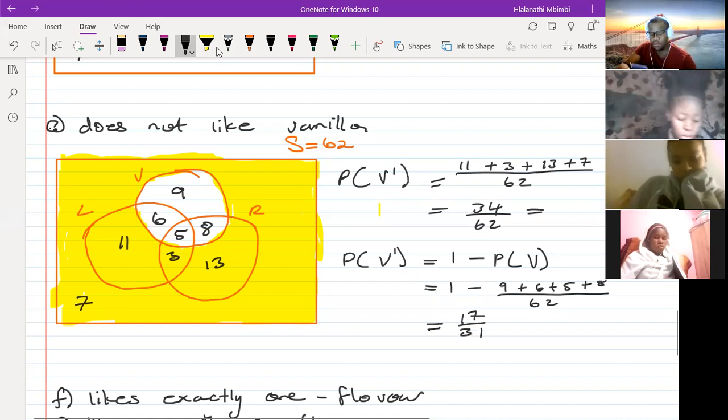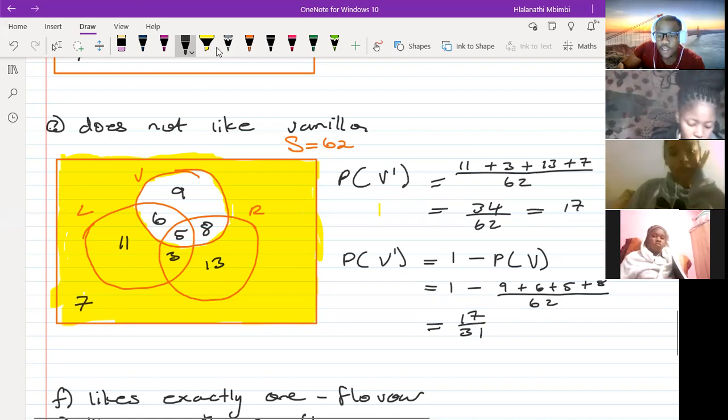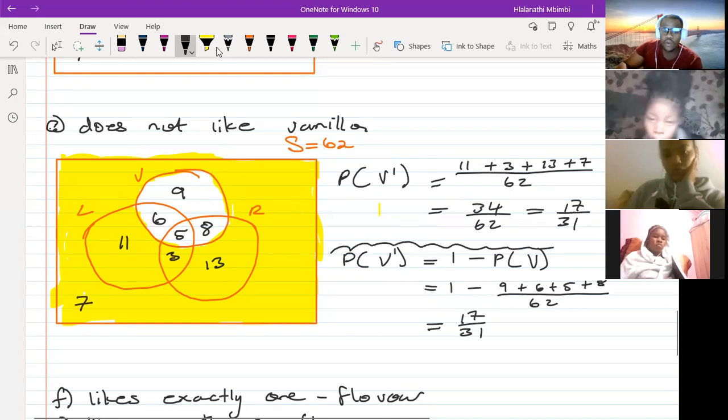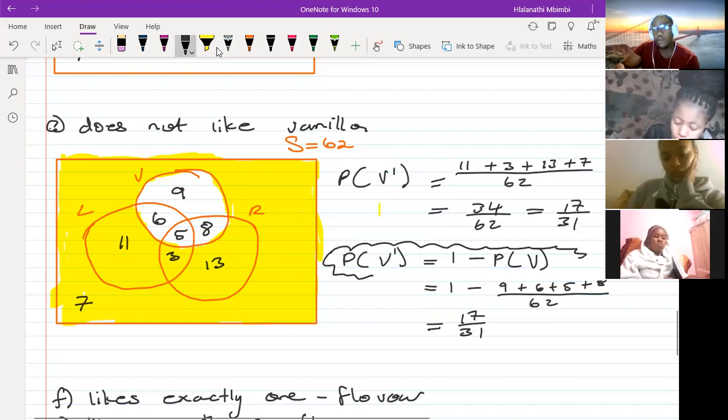Just before I answer that, can I make sure that this makes sense? So this is also 17 over 31. So those probabilities are the same, right? You can use this rule, which we call the complementary rule, as I've said before, or you can just do it analytically.